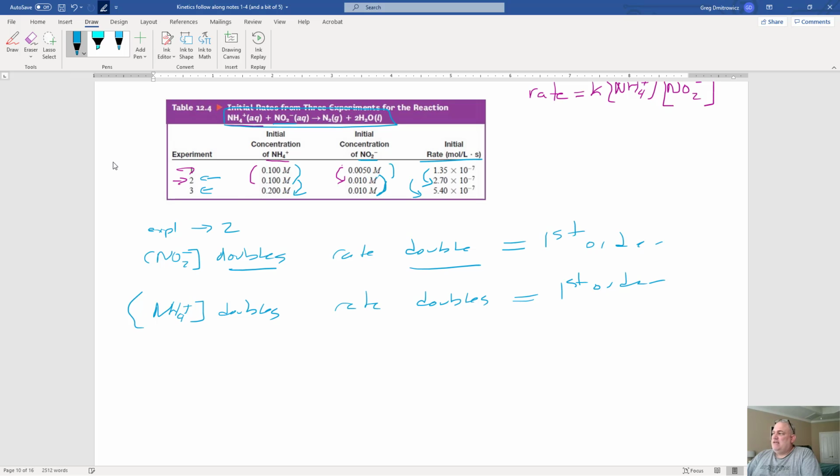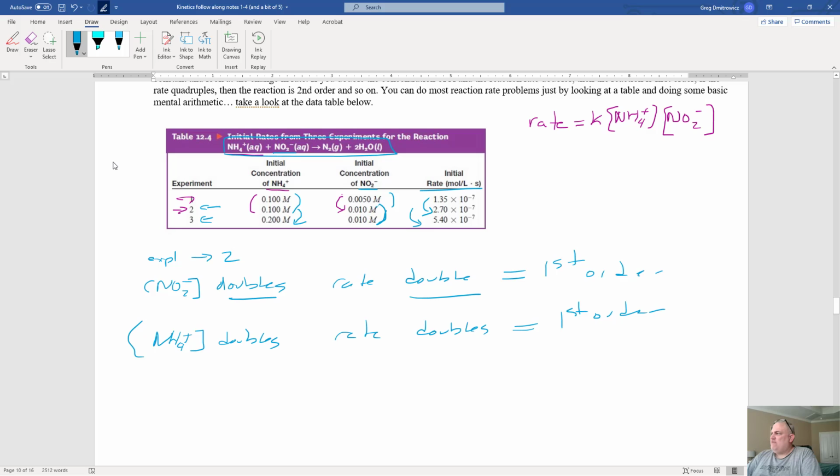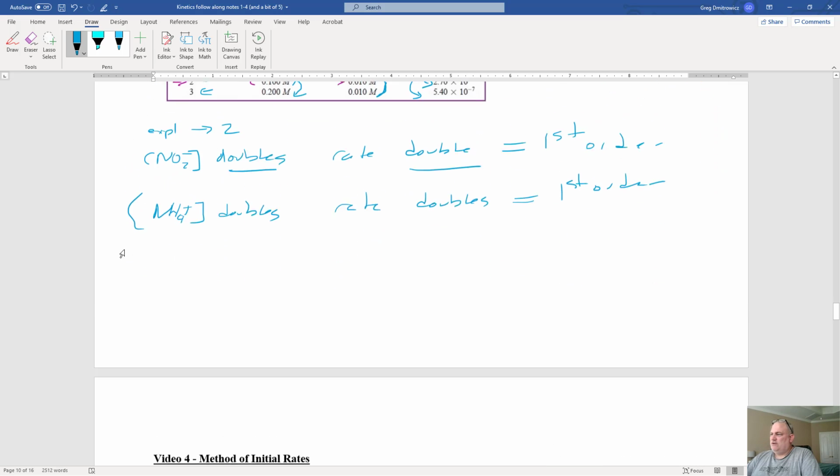Going back to our original equation up here, that would mean this. If you're writing it out now, we'd say rate is equal to k, NH4 plus to the first order and NO2 minus to the first order. Often they won't even write the 1 in there. They'll just write it as NH4 plus times NO2 minus. Does that kind of make sense? I know that you can't give a response.